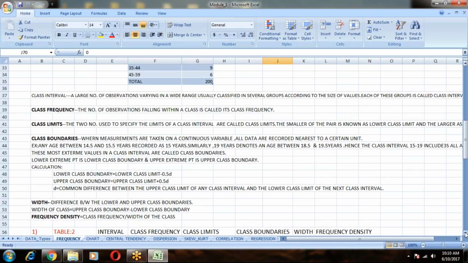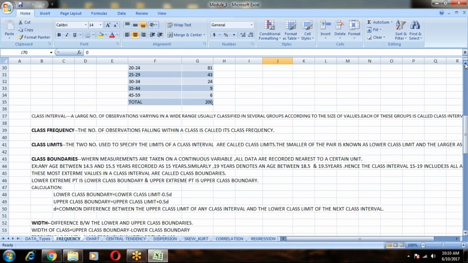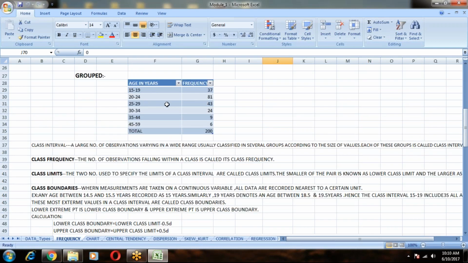In frequency distribution, we should know some concepts. One is the class interval. In 20 to 24, this range is termed a class interval. Now, in that interval, the frequency I get, for example in the first range 15 to 19, what is the frequency? 37. So we call it the class frequency: in a particular class, what is the frequency? That is our class frequency concept.